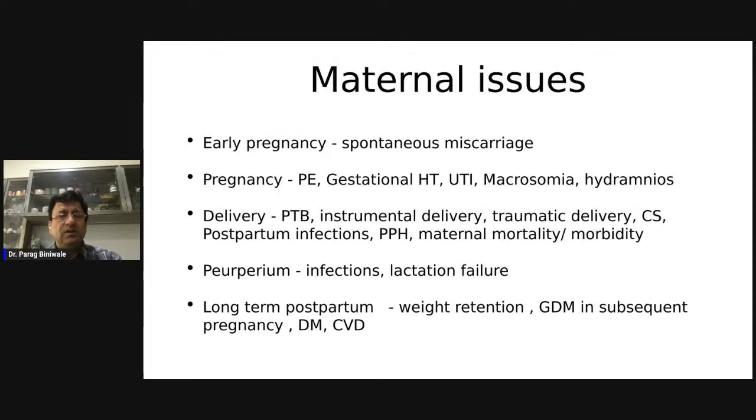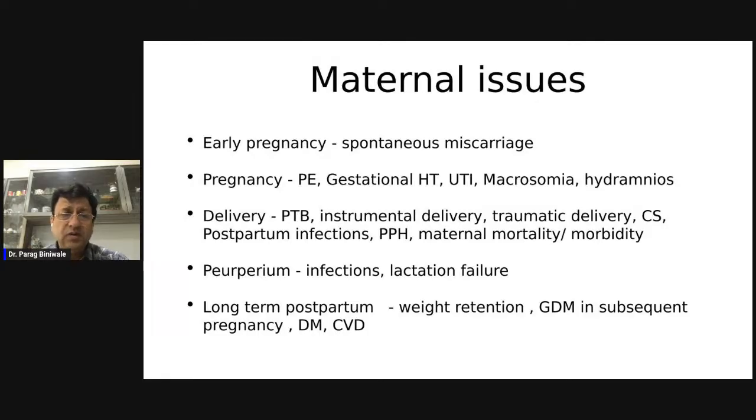Why are we so much concerned about gestational diabetes in general and early gestational diabetes in particular? That's because there could be spontaneous miscarriage. Women may face challenges like preeclampsia, gestational hypertension, recurrent urinary tract infections, macrosomia, or hydramnios during pregnancy. The childbirth is not easy. There could be preterm birth, instrumental delivery, traumatic vaginal birth, more chances of C-section, more possibility of postpartum infections, postpartum hemorrhage, in general, increased maternal mortality and morbidity.